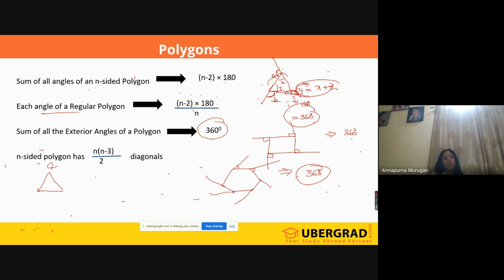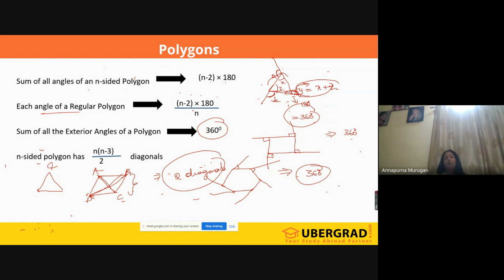See, if I take a quadrilateral or any four-sided figure, you can see that this is one diagonal and this is one diagonal, isn't it? So in a four-sided figure, when the diagonally opposite vertices are joined, the diagonals are formed. So for a quadrilateral, how many diagonals do we have? Two diagonals we have.